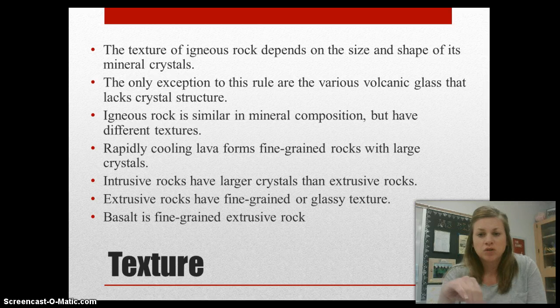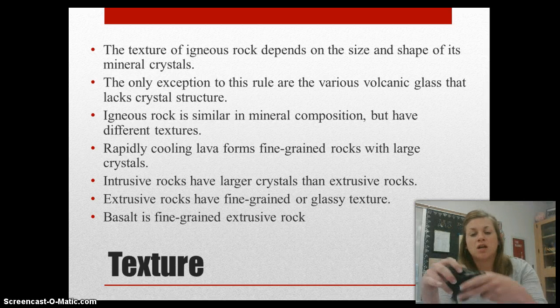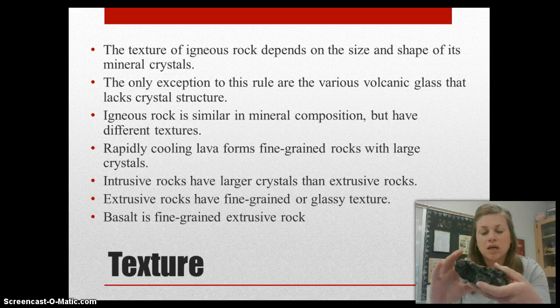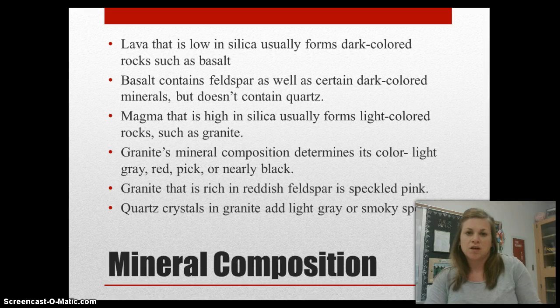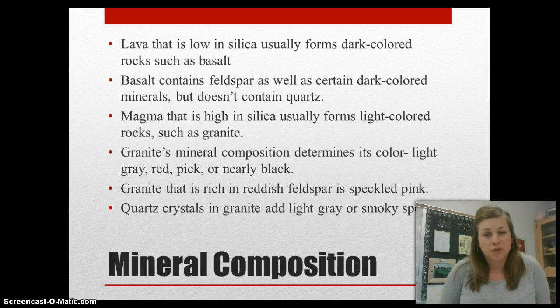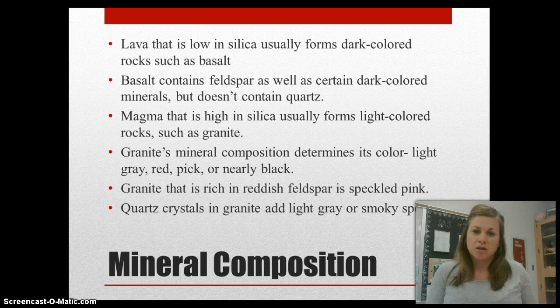Intrusive rocks have larger crystals than extrusive rocks, and extrusive rocks have a fine grain or glassy texture. Basalt is a fine grain extrusive rock, so when you look at this, you really can't see the grains of the rock very well. Lava that is low in silica usually forms dark colored rocks such as basalt. We really haven't talked about silica yet, but we're going to get into it more when we talk about volcanoes. So just understand that low silica means dark rock, and basalt is a pretty dark colored rock.